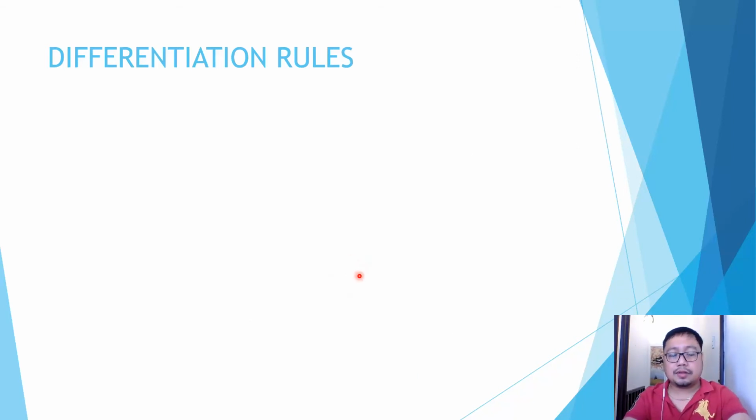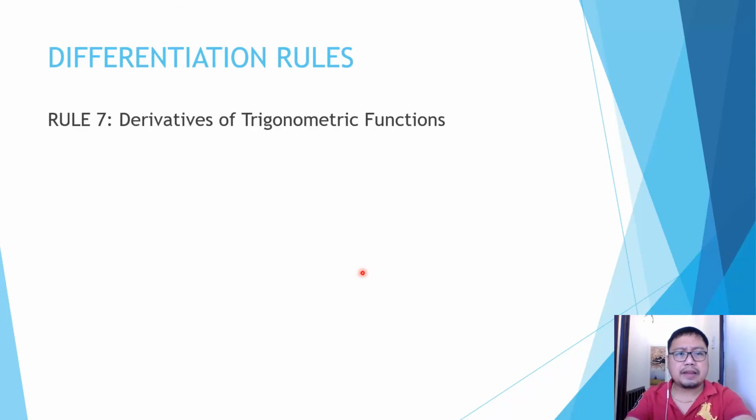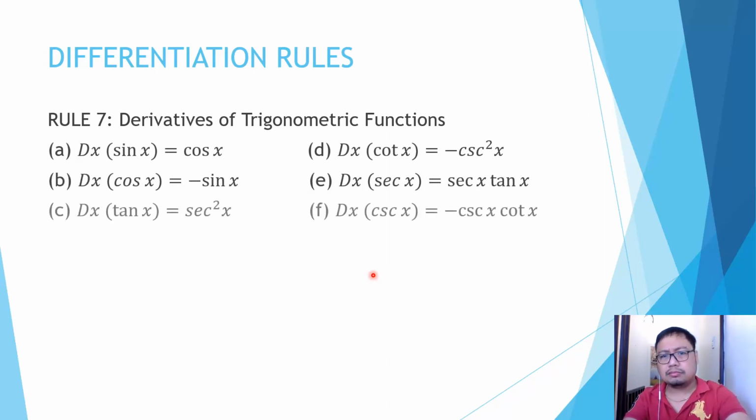Next, rule number 7 is the derivatives of trigonometric functions. In this rule, you just need to memorize all the derivatives of these 6 trigonometric functions. I will not prove this, for it will take much of our time to prove that the derivative of sine x equals cosine x using the limit definition. So just remember that the derivative of sine x is cosine x. Derivative of cosine x is negative sine x. Derivative of tangent x is secant squared x. The derivative of cotangent x is negative cosecant squared x. Derivative of secant x is secant x tangent x, and the derivative of cosecant x is negative cosecant x cotangent x.